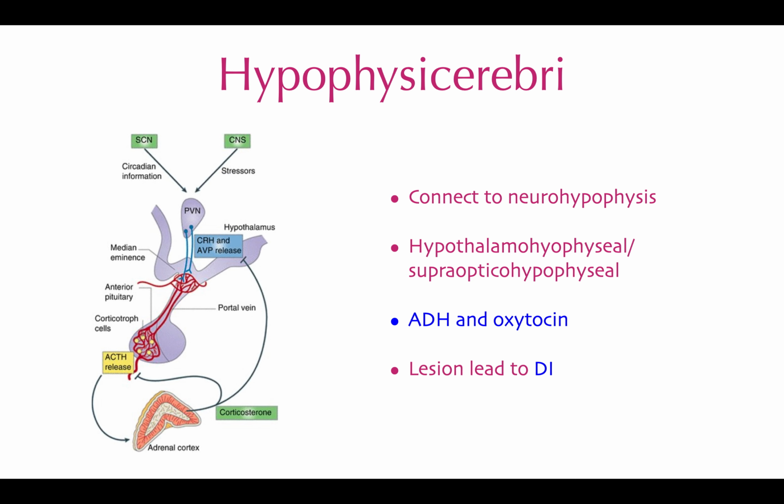So the hypophysis cerebri is basically the connection from the hypothalamus to the pituitary gland, and in particular the neurohypophysis. What's important about this is the release of the antidiuretic hormone and oxytocin. And a lesion in any of the path right here can lead to diabetes insipidus.